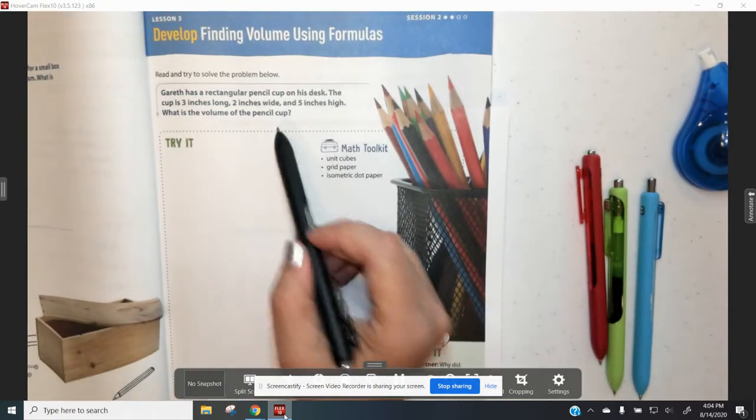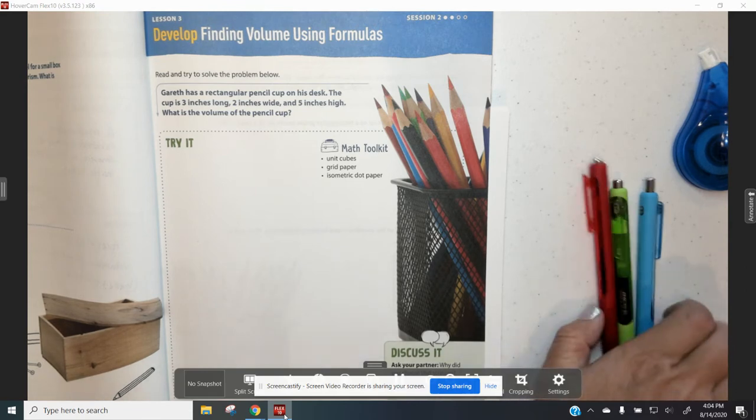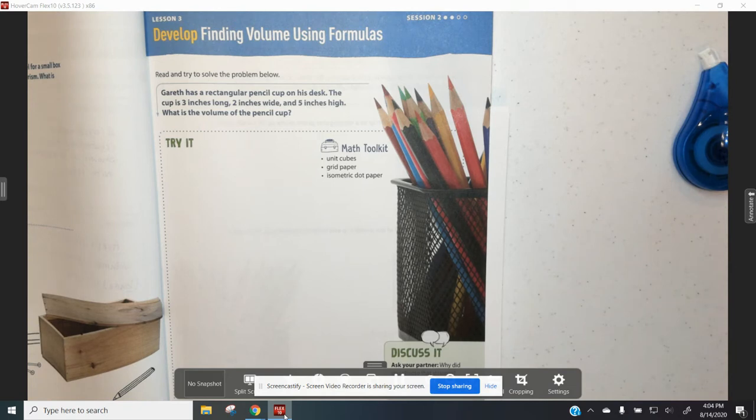So let's go ahead and read this problem. I'm going to read it. We're going to ask the 3 questions we always ask when we look at the beginning question. Remember, we always ask, what is this problem about? What are we trying to find out? And what is the important information? So let's read through the question.